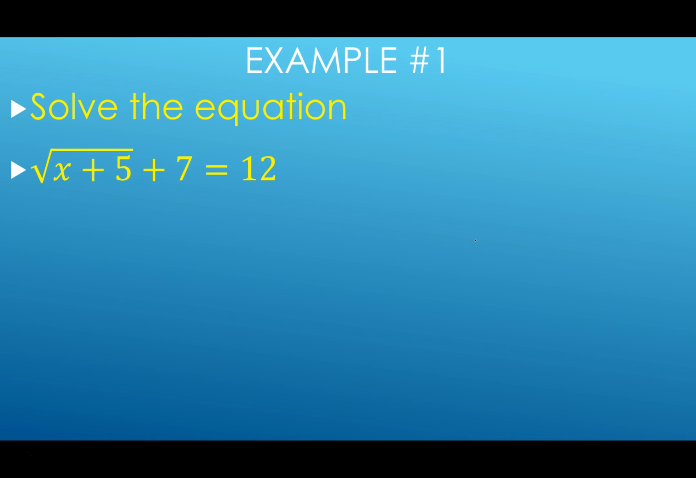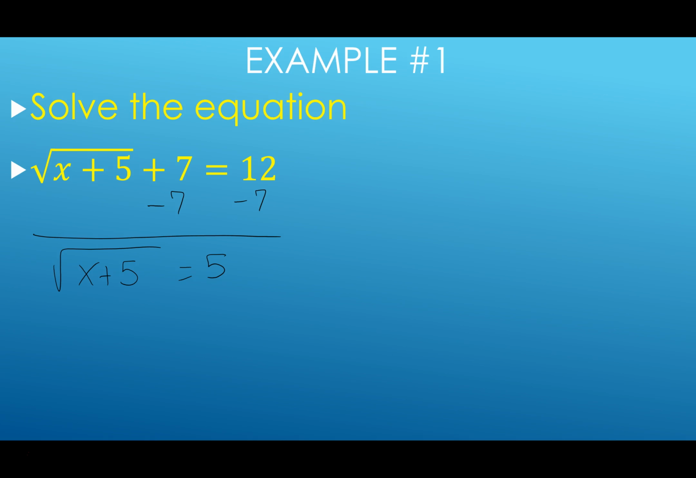So we have the square root of x plus 5, and plus 7 equals 12. So the idea is everything that's not the radical has to be moved to the opposite side of the equation. You have to isolate the radical expression. So again, the 5 and 7 can't combine because the 5 is inside the radical. So I'll subtract the 7 over.